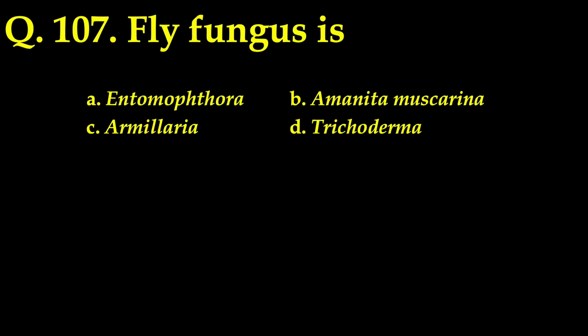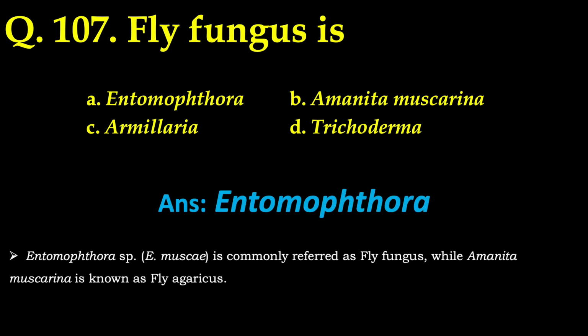Next question is on fly fungus. Out of the 4 options, the correct answer is Entomophthora. Entomophthora muscae is commonly referred to as fly fungus, while Amanita muscaria is known as fly agaric. On the other hand, Armillaria, which is also an option for this question, is a root fungus, also known as honey fungus, whose common name is honey mushroom or the bootlace fungus. They live on trees and woody shrubs, and these are the largest living fungus in the world.